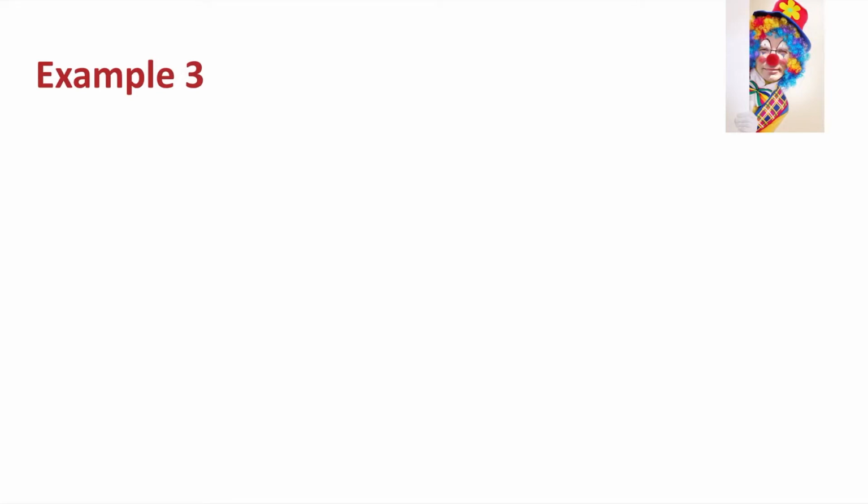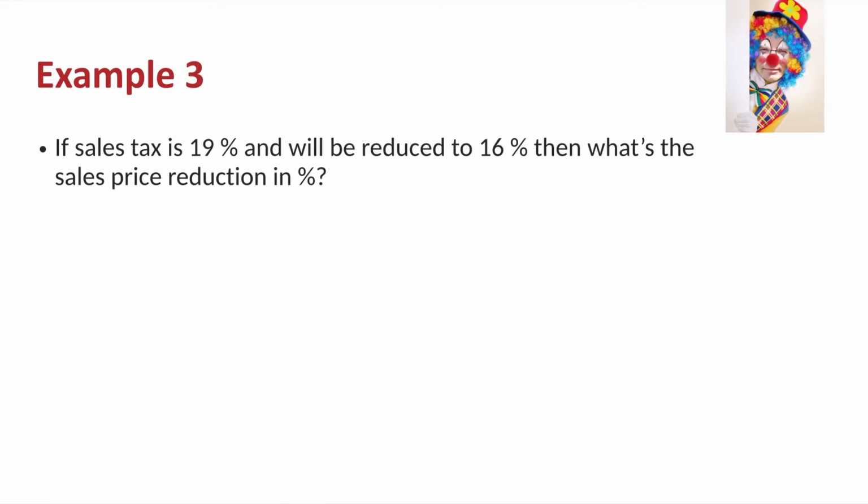Example number 3. If the sales tax is 19%, and if this sales tax will be reduced from 19% to 16%, then what's the sales price reduction in percent? It's not 3%. It's a different value. So we have a tax factor change, which is from 1.19 to 1.16, right?